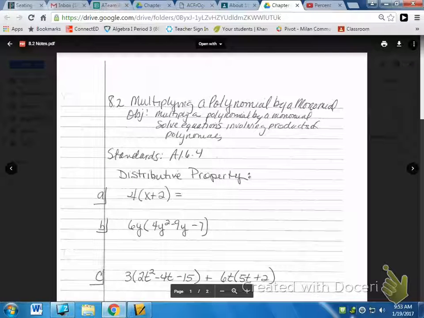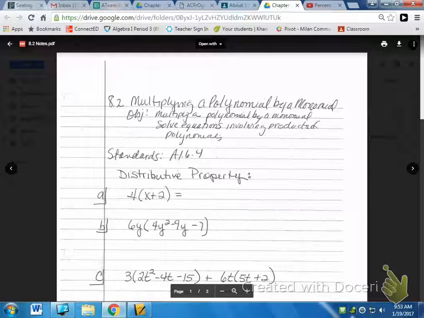Lesson 8.2, multiplying a polynomial by a monomial. Our objective is to multiply a polynomial by a monomial and to also solve equations involving products of polynomials. The algebra standard is Algebra 1 6.4. Basically, multiplying a polynomial by a monomial is otherwise known as the distributive property.